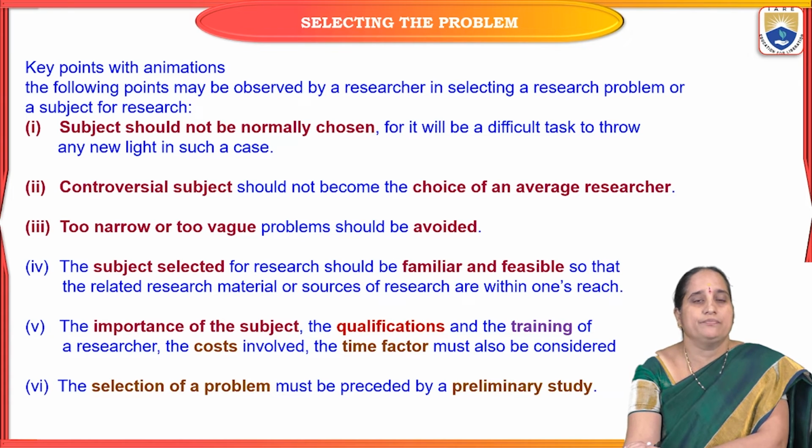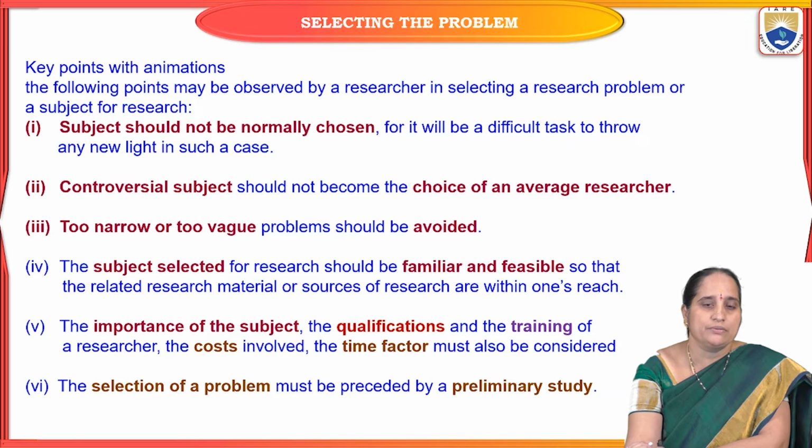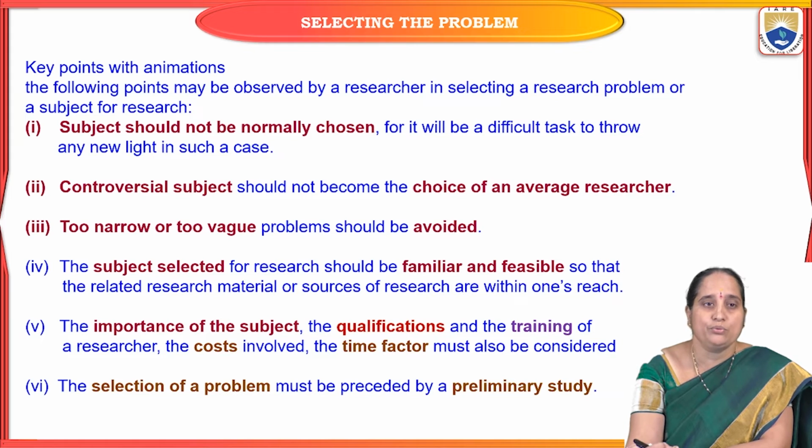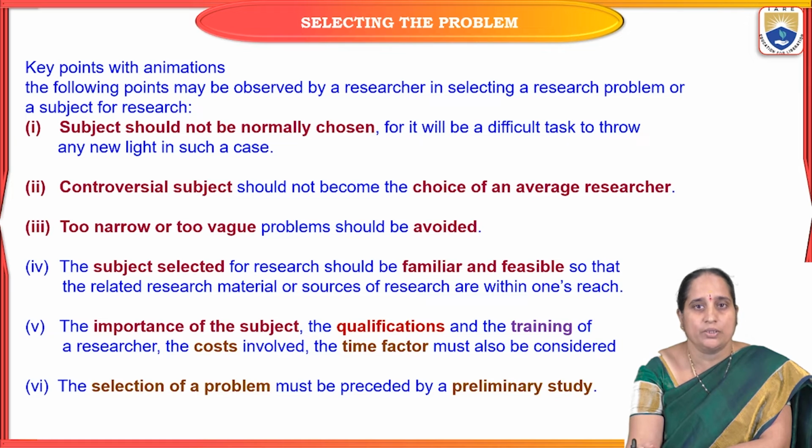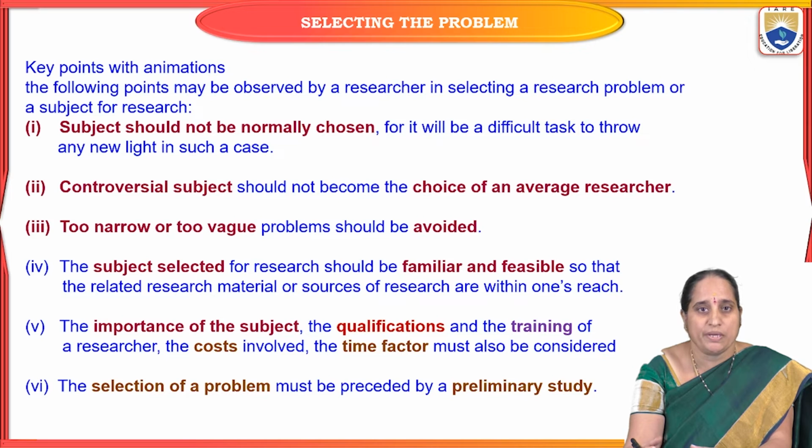Then the subject selected for research should be familiar and feasible. In most cases people select topics depending on others' choices. We should understand up to what extent you know the subject, and whether it is possible to do the research in that area, whatever topic you have chosen. All these things we should consider. Then whether there is availability of data, whether you can spare more time, and whether you have sufficient funds, because research is a very costly process and involves a lot of money.